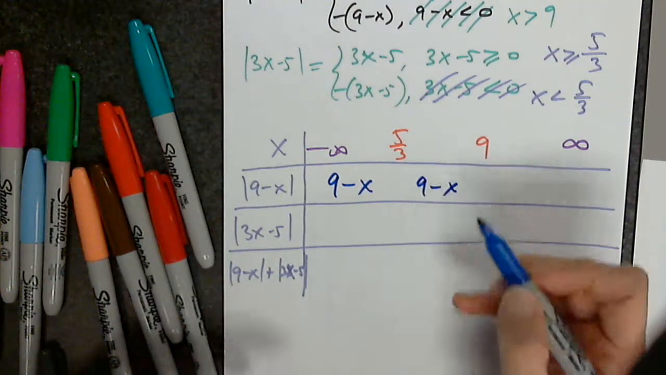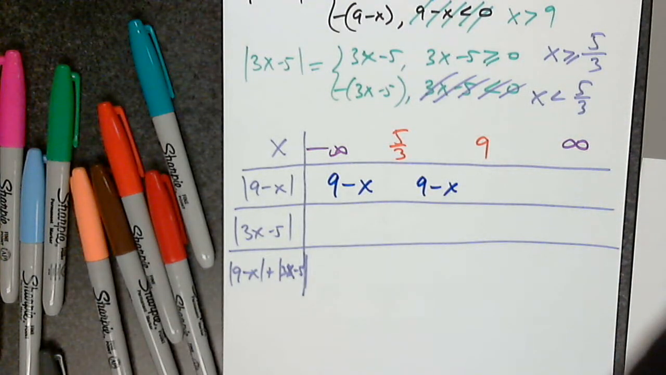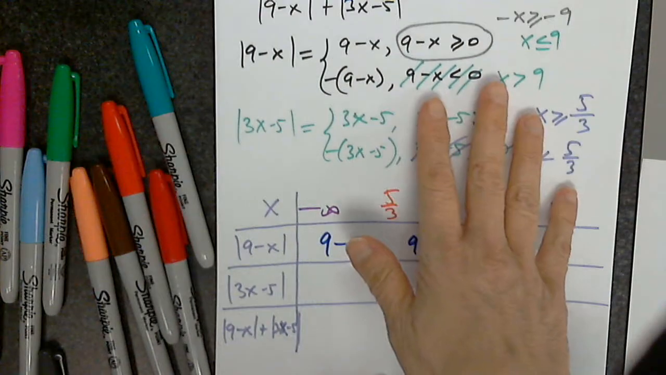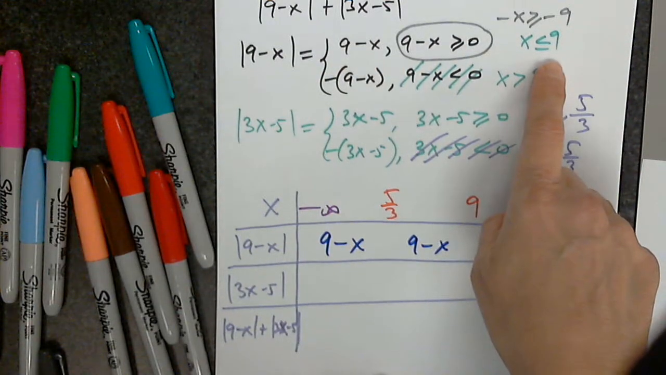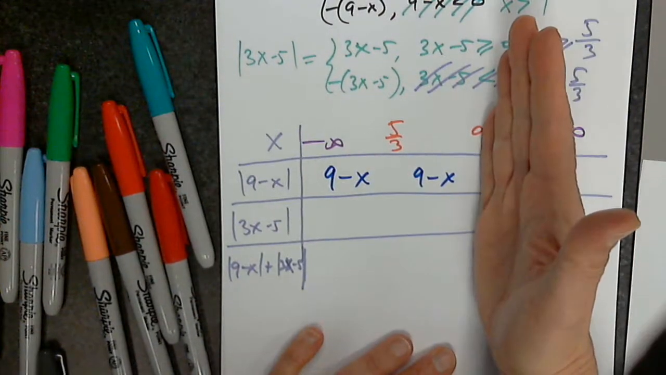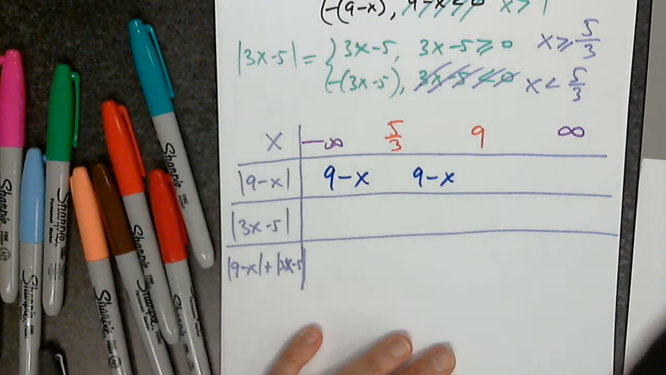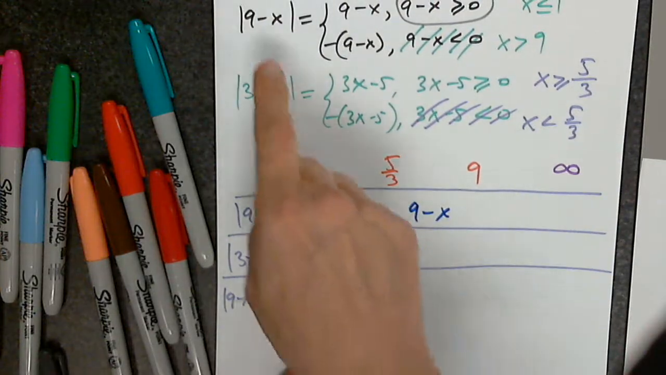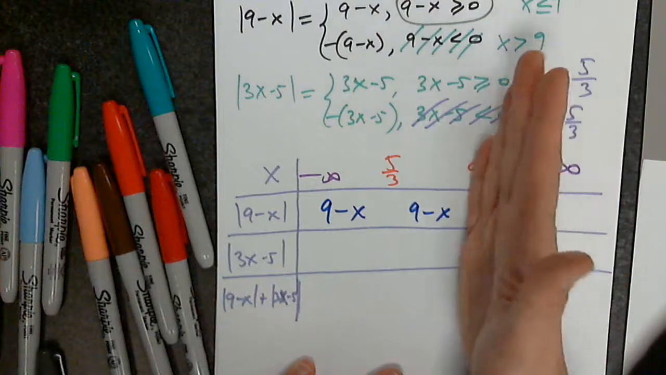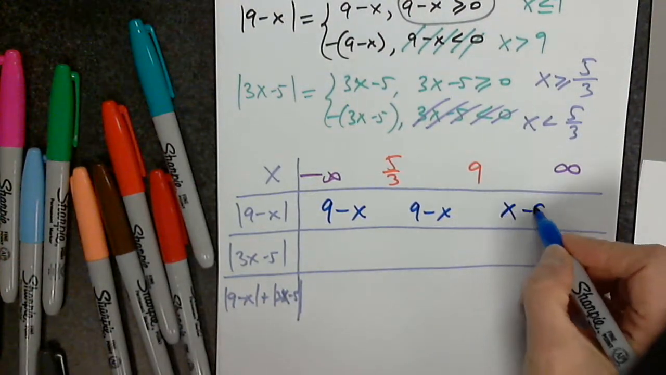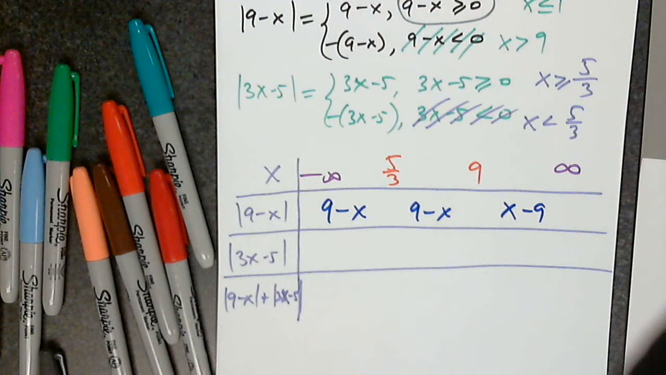Of course. Now, let's stop for a moment. Do we understand why? I just read what I see. The absolute value can be replaced by 9 minus x for x less than or equal to 9. 9 minus x. The absolute value is replaced by negative 9 minus x, or if you want x minus 9, for x greater than 9.